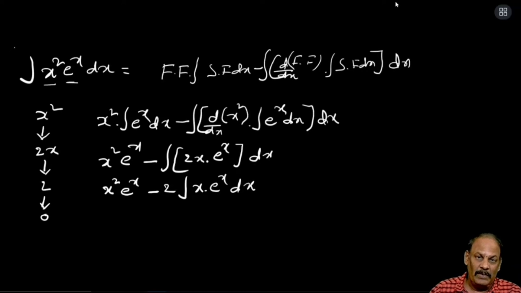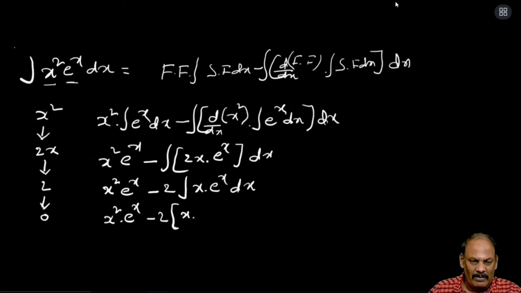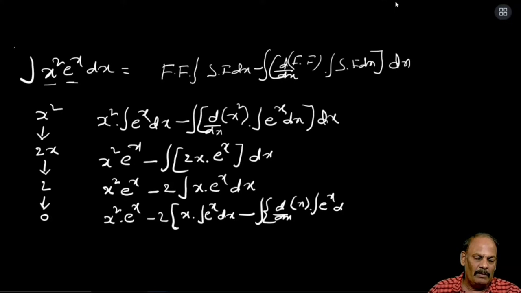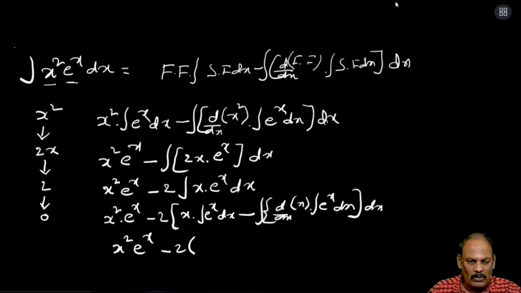Again, two functions are involved. Means once more you have to apply by parts. Now writing x square e to the power of x minus 2 into the same formula: first function into integral of second function dx, minus integral of d by dx of first function into integral of e to the power of x, second function, dx, now whole dx. Write it here: x square into e to the power of x minus 2 into x into e to the power of x minus integral of 1 into e to the power of x dx.